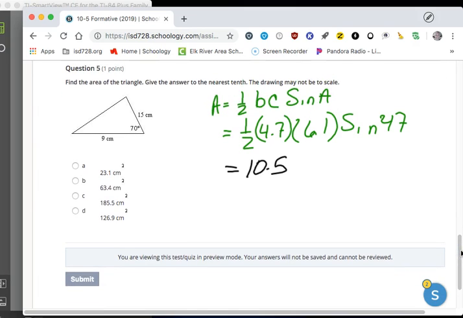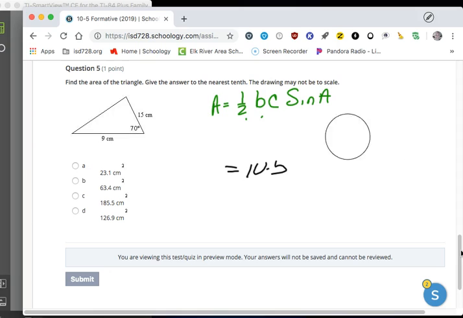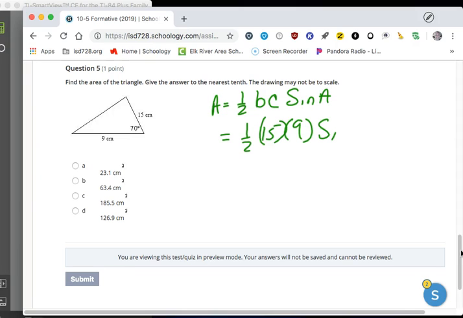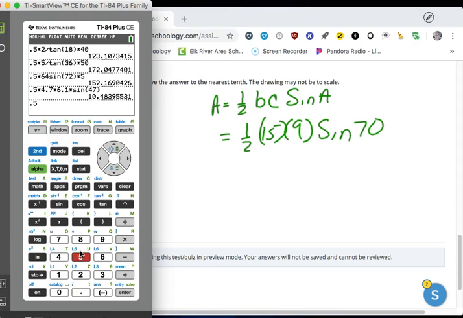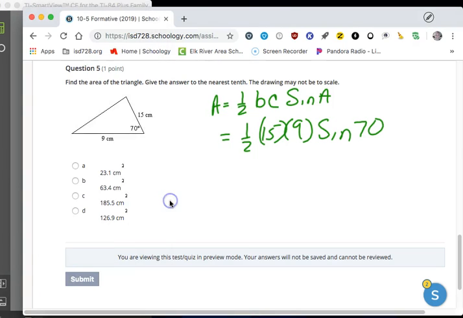In 5, hey, it's the same deal. So I have 1/2 times 15 times 9 sine of 70. And I pop that into my calculator: 0.5 times 15 times 9 times sine of 70. And I have 63.4. And that's my answer, 63.4 centimeters squared. Okay, those are our solutions for 10.5.